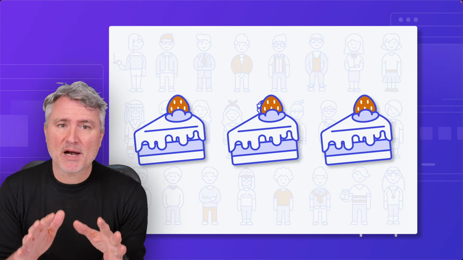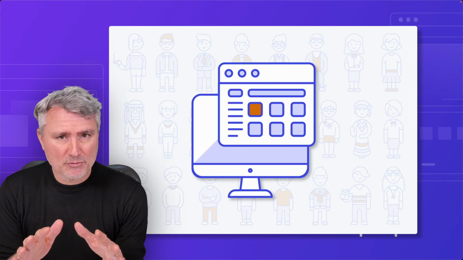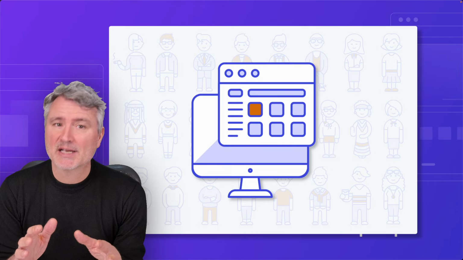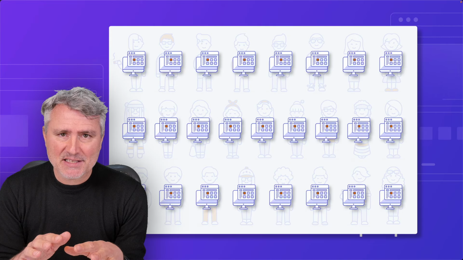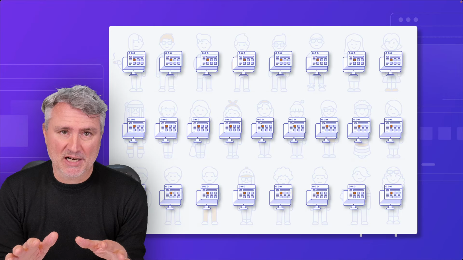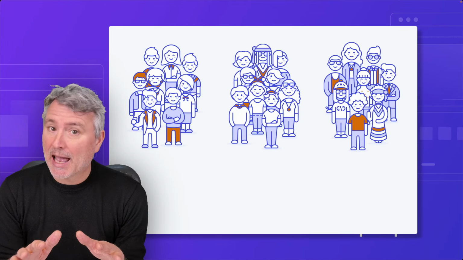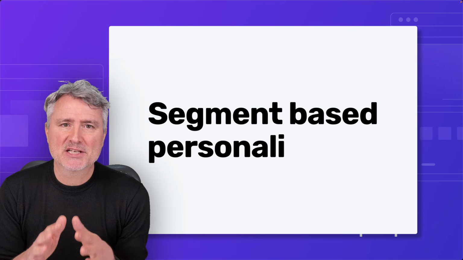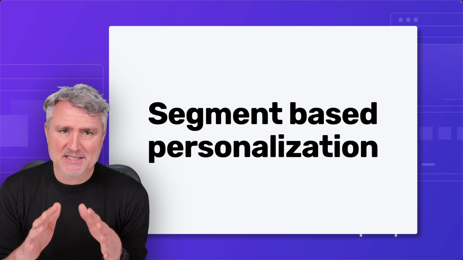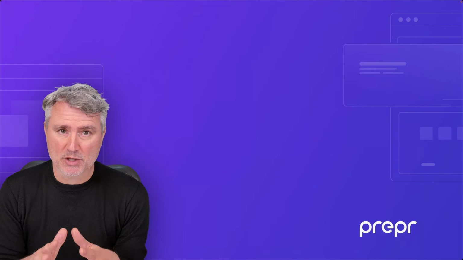Now take that same idea and apply it to website personalization. You don't have to personalize for every single visitor. That's like baking 25 different cakes. Instead, create a 3-cake website. Identify the main visitor segments that come to your website and personalize the website for them. This is called segment-based personalization. It's a simple and effective approach to website personalization that really works.